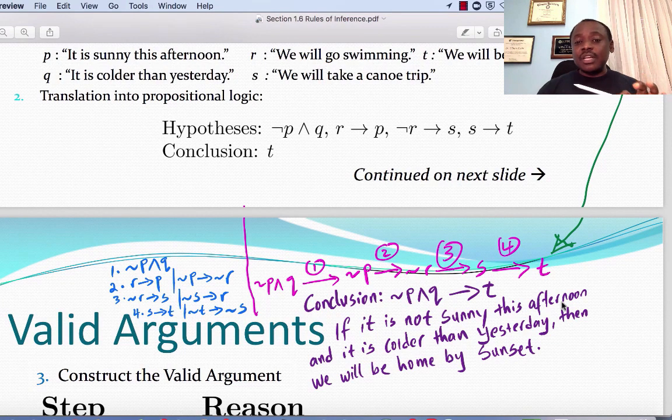If it is not sunny this afternoon and it is colder than yesterday, then we will be home by sunset. In other words, the conclusion is T. We will be home by sunset, provided we start off with it not being sunny and it's colder than yesterday. So all the other things in the middle, the canoe, the swimming, and so on, have disappeared. I'm left only with the first and the last. If it is not sunny and if it is colder than yesterday, then we will be home by sunset.